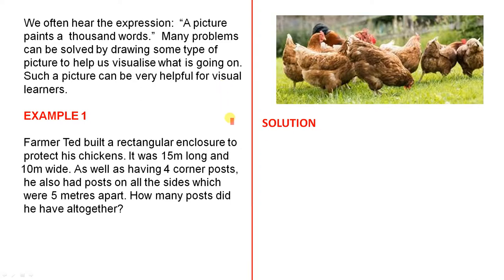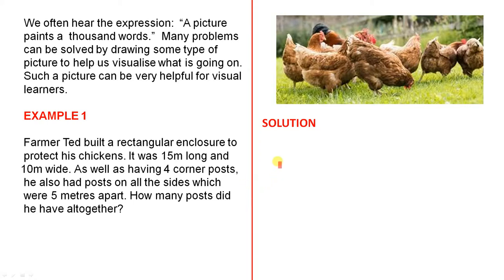Example 1. Farmer Ted built a rectangular enclosure to protect his chickens. It was 15 metres long and 10 metres wide. As well as having 4 corner posts, he also had posts on all the sides which were 5 metres apart. How many posts did he have altogether?